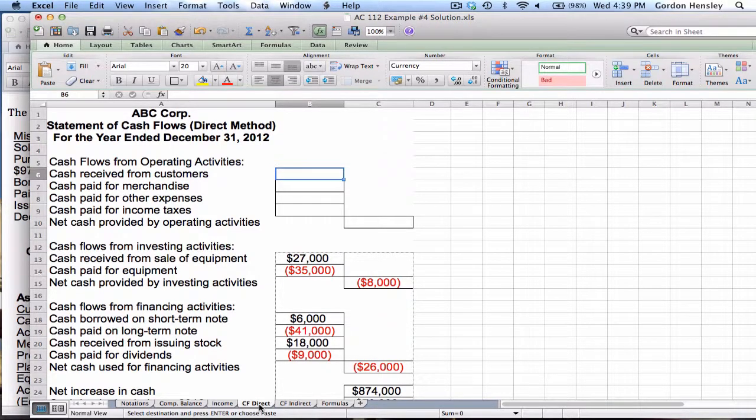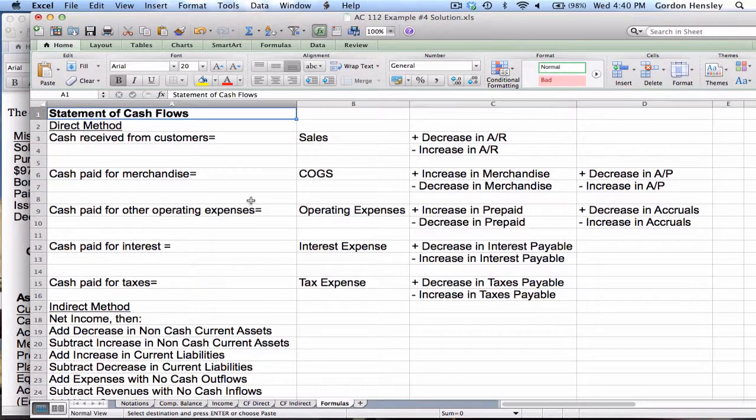The very first item says cash received from customers. I want to be able to calculate my cash received from customers, and once I get that, I'm going to plug that into that first item. Now to do this, I want to consult my formulas. Here's where this formula page comes in handy. We've got all these different formulas, but this brings all of them together in one place. So it says direct method, that's what I'm working on, cash received from customers. What does it say about how I'm going to calculate that?